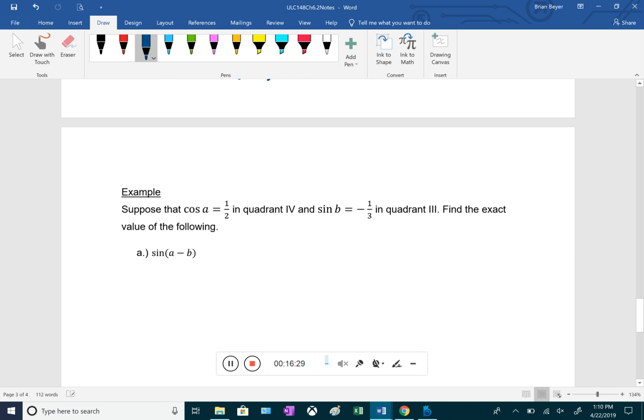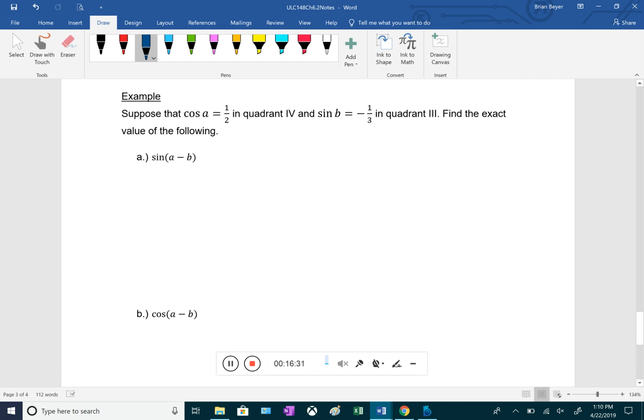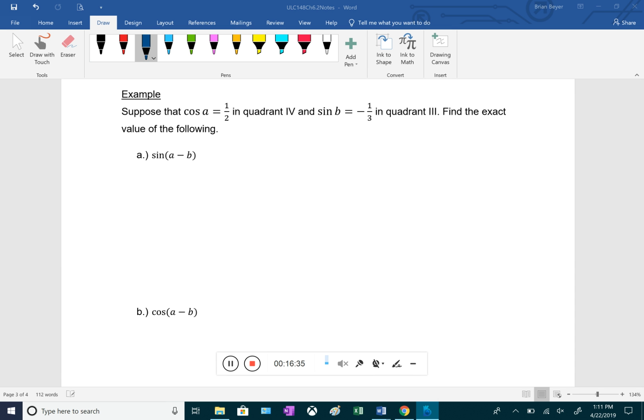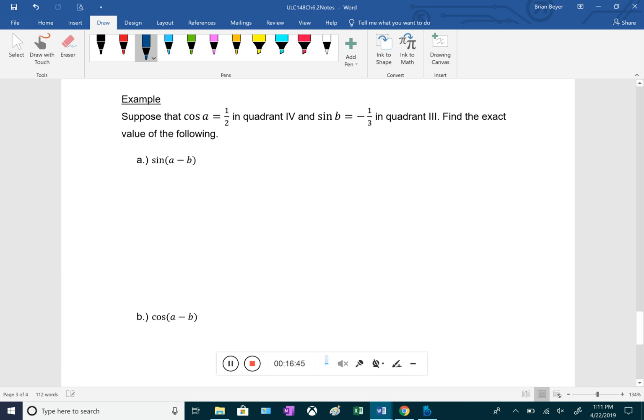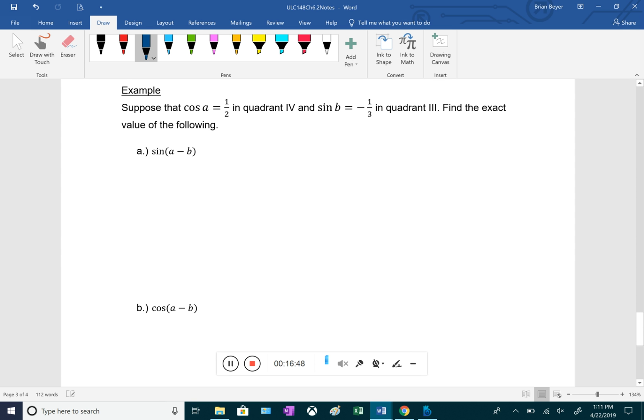Okay, so let's do one more here. So suppose that cosine A is 1/2 in quadrant 4, sine B is negative 1/3 in quadrant 3, and we want to find the value of these three following trig functions. So let's create these triangles in the proper quadrants. So let's do angle A. So angle A is in quadrant 4, so here is our angle A, and creating a right triangle here. It's going to be using this reference angle right here.